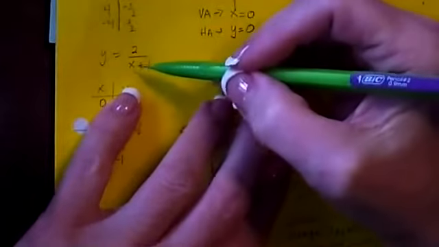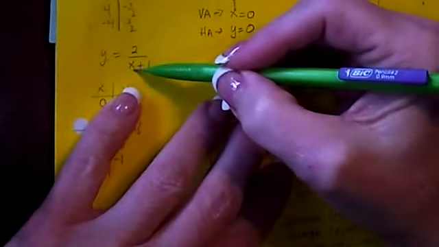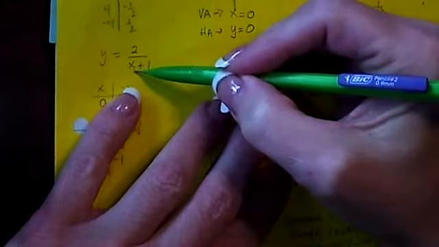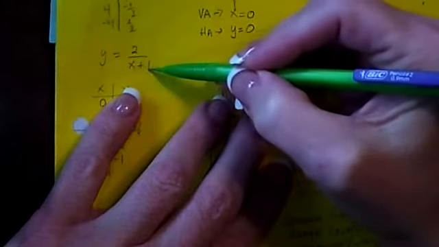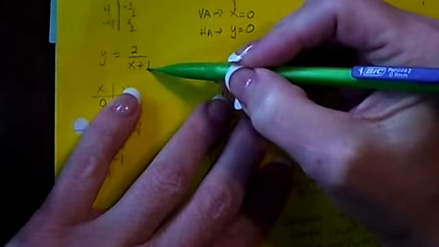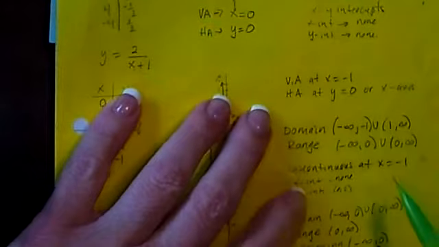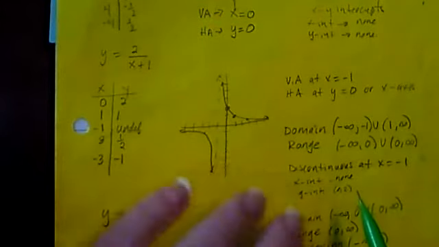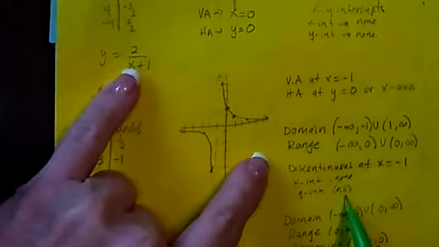So if I want to find the y-intercept, I put a 0 in for x. So if I put a 0 in here, that's going to be 2 over 1. So y equals 2. So I have a y-intercept at (0, 2). Okay, you can read that, it's kind of written small.